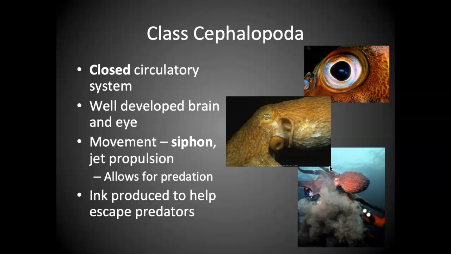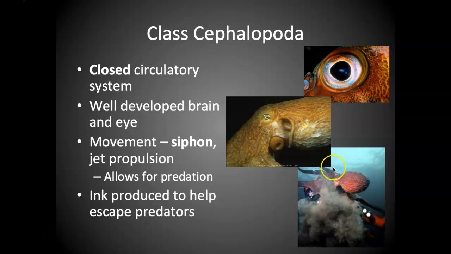Our cephalopods, we brought this up earlier, have a closed circulatory system, so they're a little bit more advanced than our other classes of mollusks. They have a well-developed brain and eye. Some of these guys can actually see. They're great predators because of that. They can see their prey in dark waters. They're also able to camouflage their body, and they're thought to communicate with the pigments on their skin.